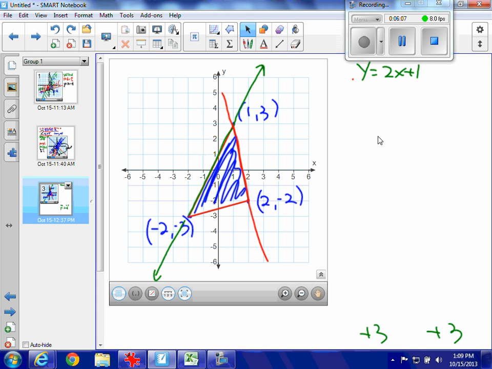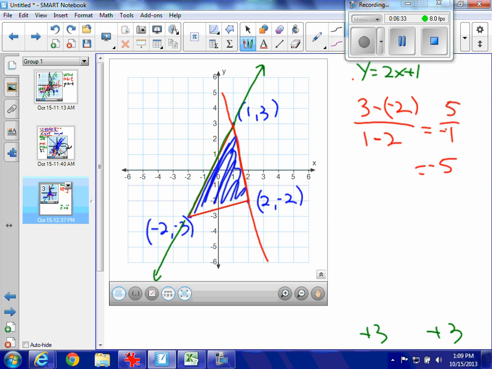So I'm going to do the same thing with this red line. I'll find my slope: 3 minus negative 2 over 1 minus 2. So I have 5 over negative 1, a slope of negative 5. It looks like a negative slope to me, so I'm pretty happy with that. And I can count 1 over, 1, 2, 3, 4, 5 down. I'd say that's a pretty good slope.